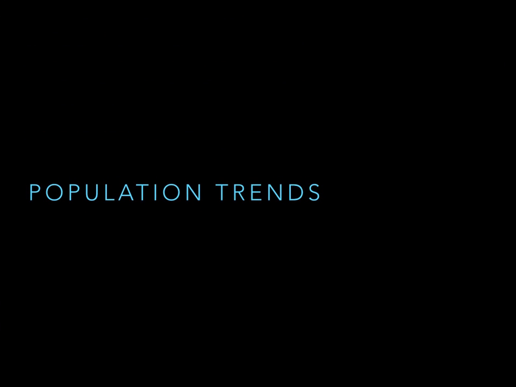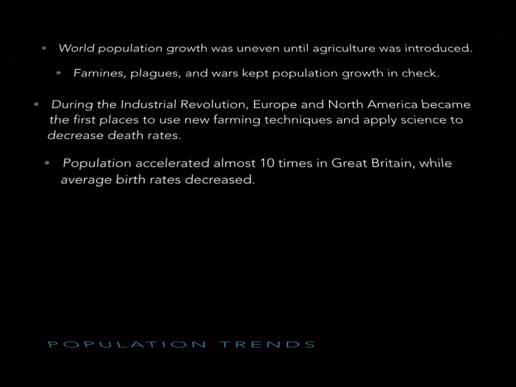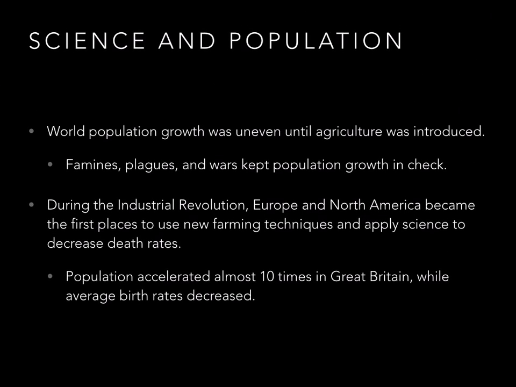Population trends. Science and population. World population was very uneven. Population would increase and decrease dramatically. And this was the case until agriculture was introduced. Famines, plagues, and wars up to this time pretty much kept population growth in check.